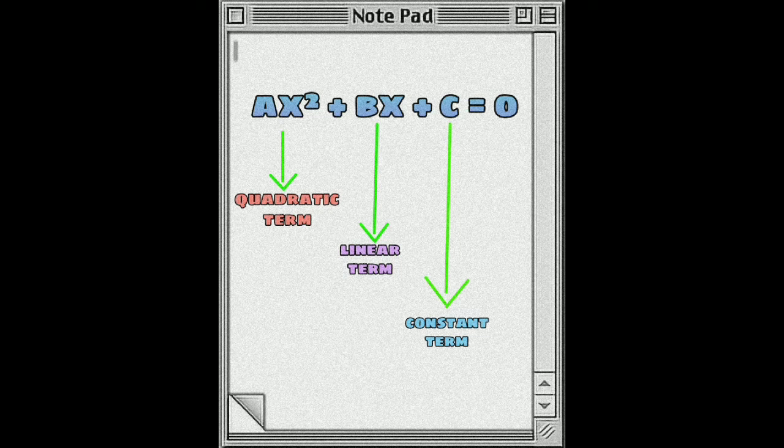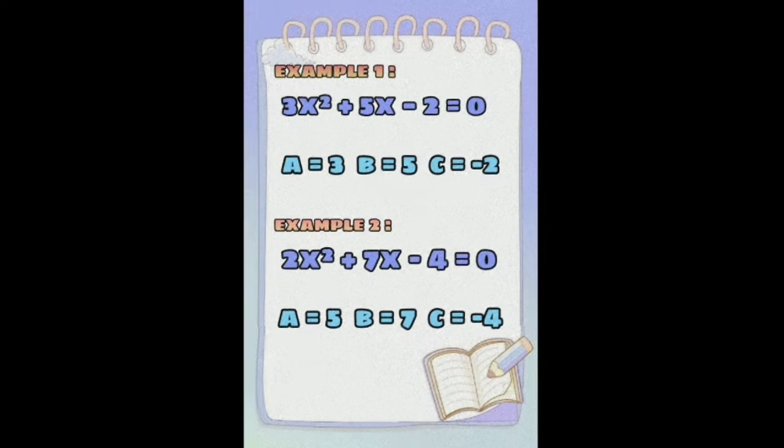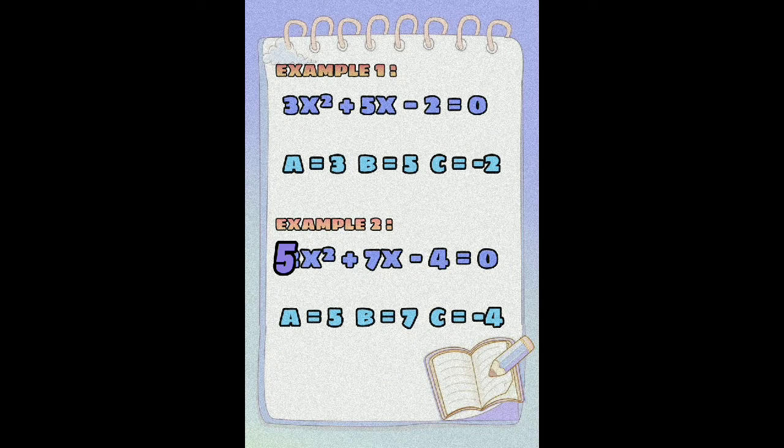This is an example of a quadratic equation. The quadratic term is ax squared, the linear term is bx, and the constant term is c. For example, the equation written in standard form 3x squared plus 5x minus 2 equals 0, where a equals 3, b equals 5, and c equals negative 2. Another example, 5x squared plus 7x minus 4 equals 0, where a equals 5, b equals 7, and c equals negative 4.